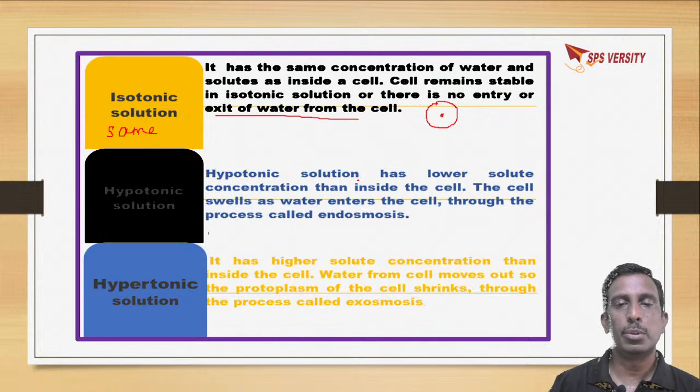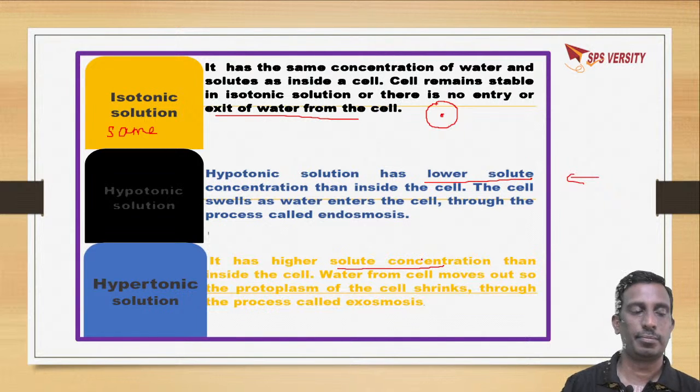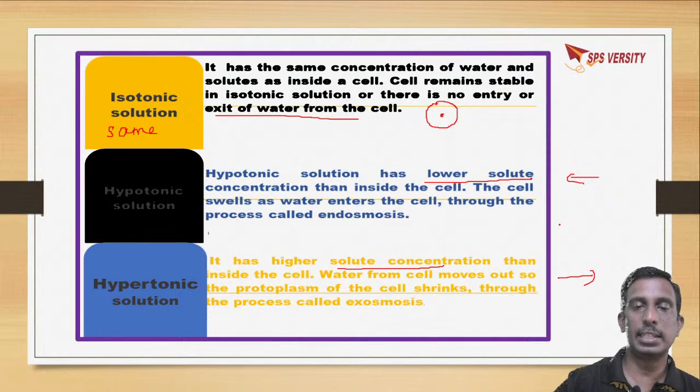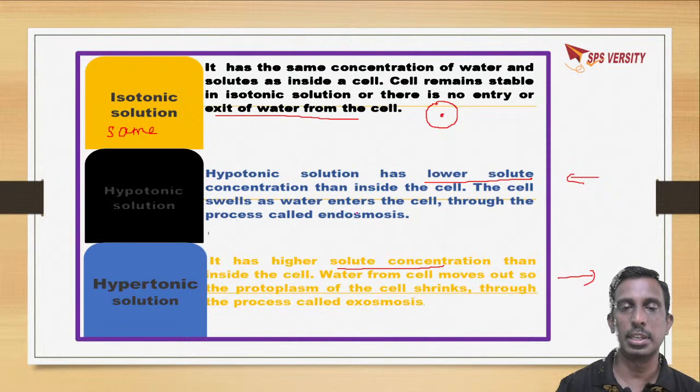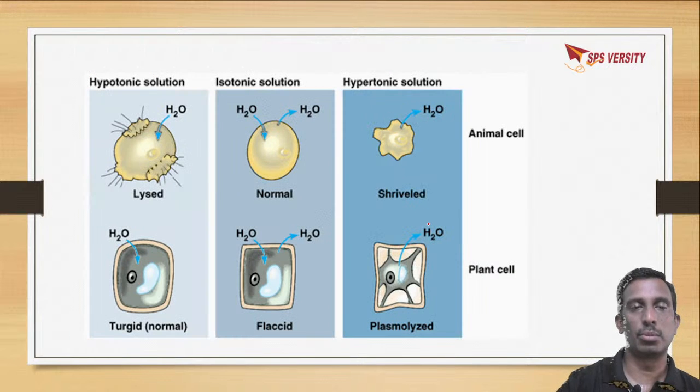Hypotonic is a solution which has lower solute concentration, so water will enter into the cell. Hypertonic has high solute concentration, so water will come out of the cell, where you can see exosmosis. Here you can see endosmosis when it is placed in hypotonic solution.